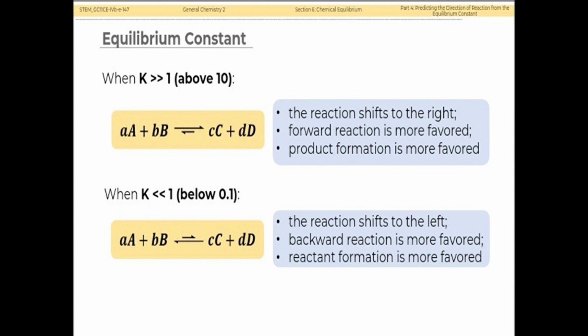And when the equilibrium constant, or K, is much greater than 1, usually above 10, the reaction shifts to the right. This means forward reaction is more favored, or the product formation is more favored. And when equilibrium constant is much less than 1, usually below 0.1, the reaction shifts to the left. Backward reaction or reactant formation is more favored.